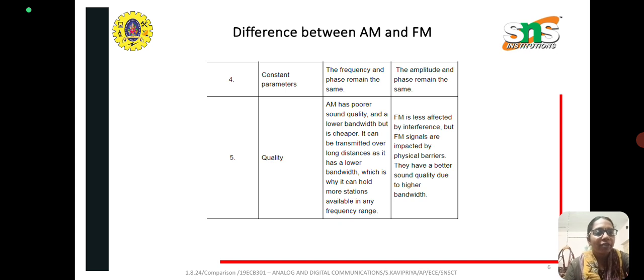Whereas in the case of FM, it is less affected by interference, but FM signals are impacted by physical barriers. They have better sound quality due to higher bandwidth.